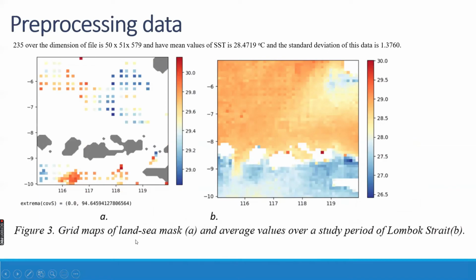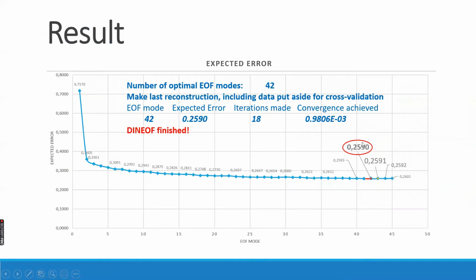Here are the grid maps of the land-sea mask, because DINEOF can only be used in the grid map. So we make the longitude and latitude of the initial data. And this is after the EOF has been done. And we found that the interpolation of EOF itself is optimal where the EOF value is 42. Why 42? Because in here, as we see in the error value, it is 0.25, whereas for the EOF number 43, it becomes larger. And from the start, it was 0.7. It becomes depleted until the optimal number of iterations is 42.